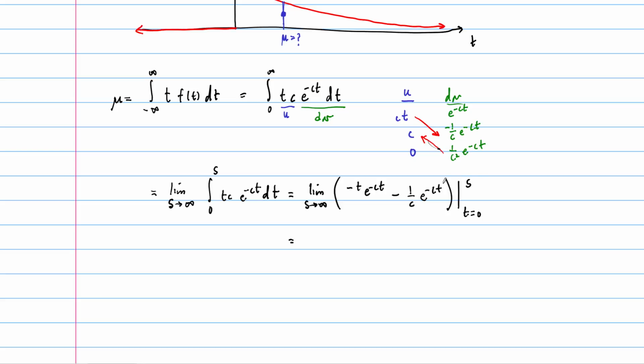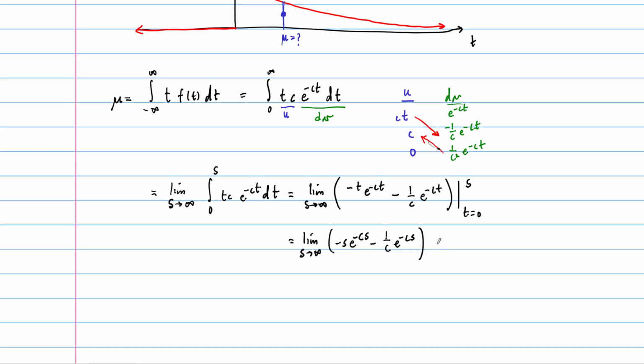When we plug in s, what do we get? We had now the limit really matters here. We have the limit as s approaches infinity of minus s e to the minus c times s minus this becomes 1 over c e to the minus c times s. This one we know what to do with. We're going to have to talk about this one. And then we're going to subtract from this, so it's going to change these to pluses, right?